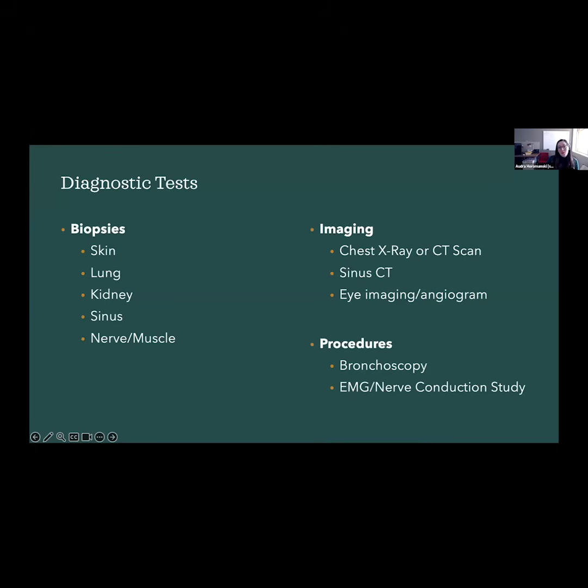Sometimes different procedures are required. Bronchoscopy, for example, is a procedure where they look down into the lungs. Sometimes they'll take samples in the lungs, sometimes fluid samples from the lungs, and so if people have lung involvement, that can be quite helpful. Sometimes we'll do things like an EMG or nerve conduction study in patients who have numbness and weakness. And I didn't put it here, but a laryngoscopy, or a scope into the sinuses and the larynx, which is the top part of the throat, is actually really helpful and incredibly important in many of these cases. So I should have added that one to the procedures.